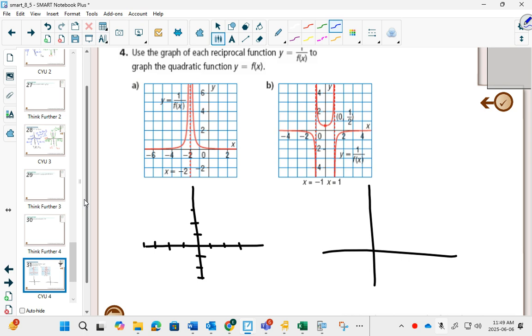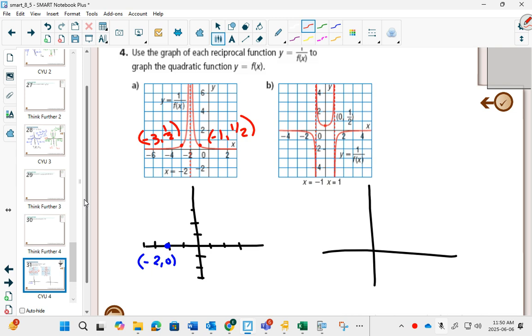So on this graph, I would know that I have an x-intercept at -2, 0. And then I'm going to do some estimating. It looks like that point is at -1, 1/2. And it looks like this point's at -3, 1/2.